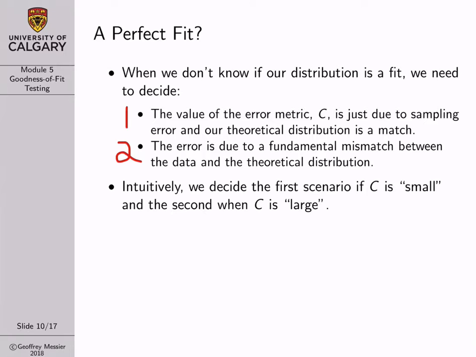And as you might expect intuitively, if you've only got sampling error, your C metric is going to be smaller than when you've got sampling error plus mismatch error. And so, again, just intuitively, we decide that we've got a match when C is quote unquote small, and we decide that we don't have a match, that our theoretical distribution is wrong, when our value of C is large. And so the whole challenge and the whole purpose of a goodness of fit test is to help us decide whether or not our C value is small or whether or not our C value is large.